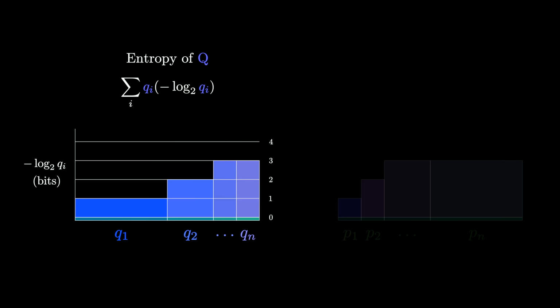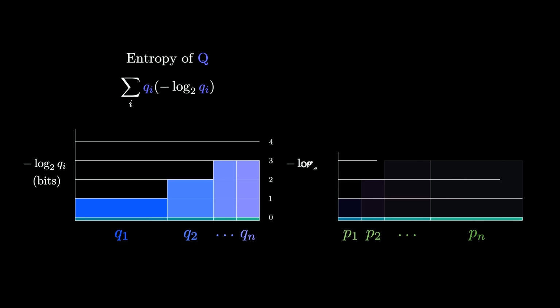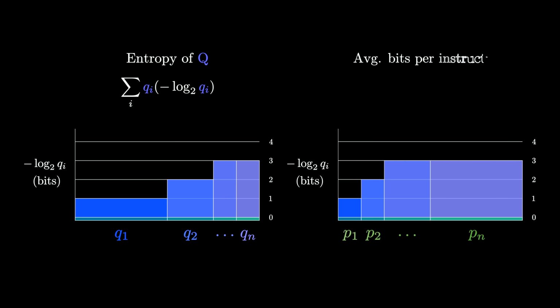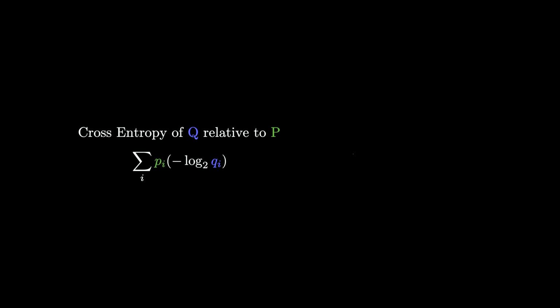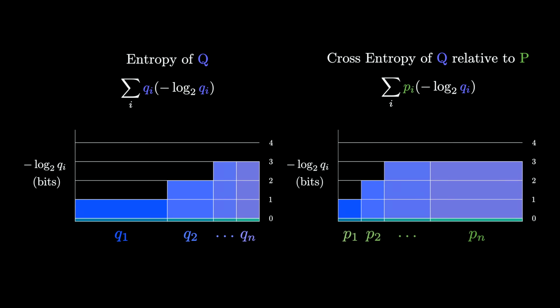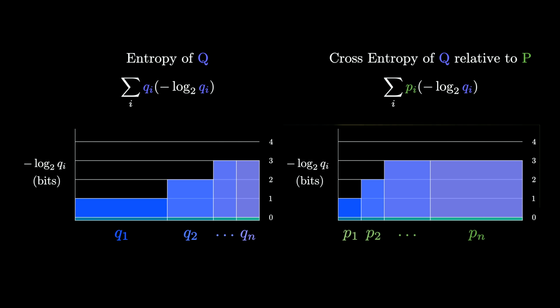But if the distribution that arises in practice is something else, P, and we keep using an encoding optimized for Q, then the average number of bits used per instruction would still look like a weighted sum, but now the weights are these new probabilities, P. So this general expression is, by definition, the cross-entropy of the distribution Q relative to the distribution P. The specific notation that you'll see out in the wild is a little bit of a mess. There's a lot of different conventions. For you and me, we'll just think about the sum itself, visualized with this diagram where the width of each bar is P sub I, while the height is the negative log base 2 of Q sub I.